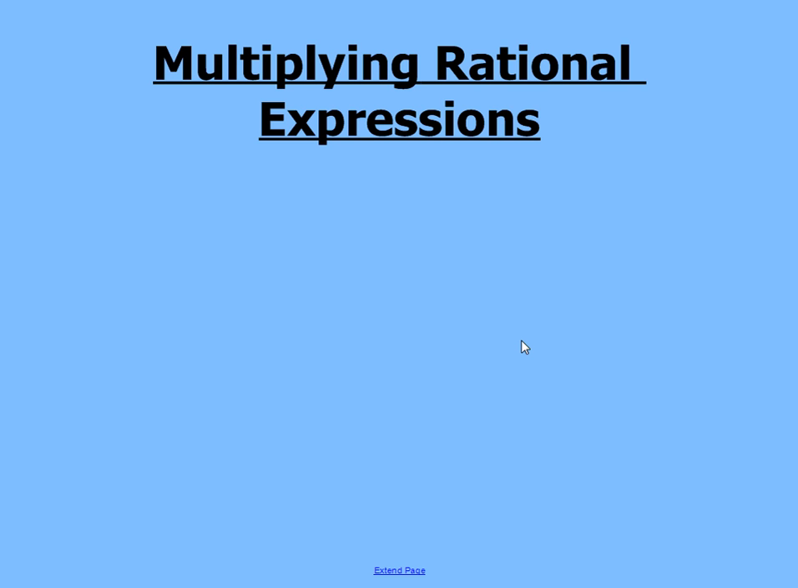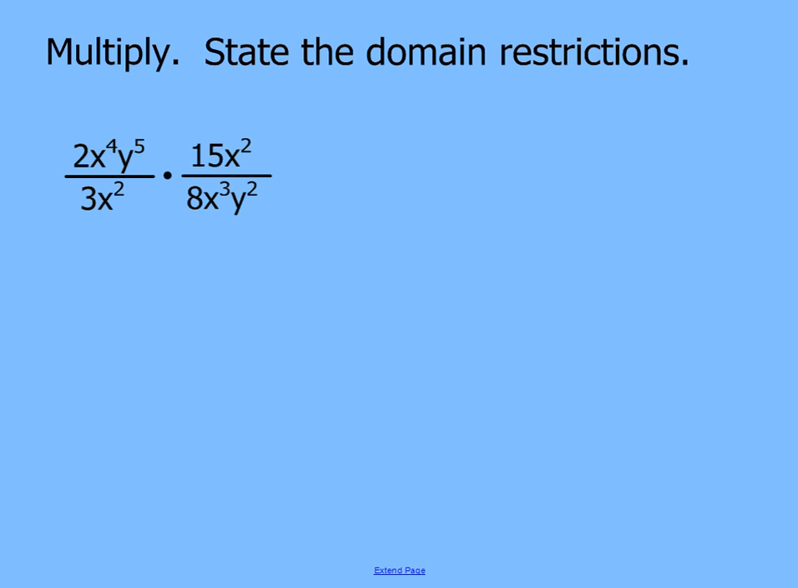So you just got done simplifying rational expressions, and now we're ready to multiply rational expressions, and I think you're going to see that there's really not a whole lot of difference between the two. So here's an example of our first multiplying rational expressions.